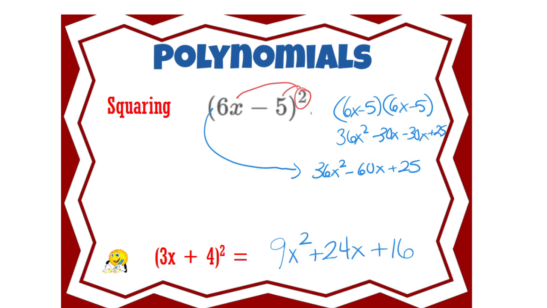Okay, so here's my answer. Here's again how you do this. Square the first term, got it. Multiply the two, and then double it. And then square your last term, and you've got it.